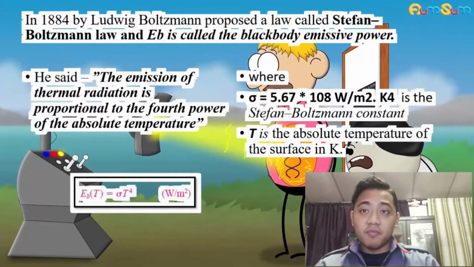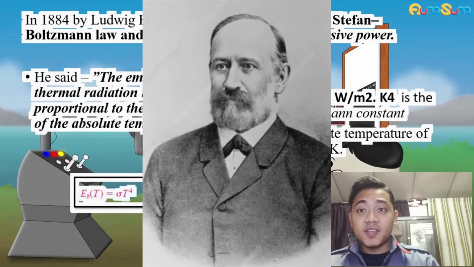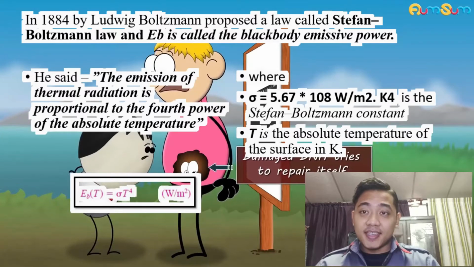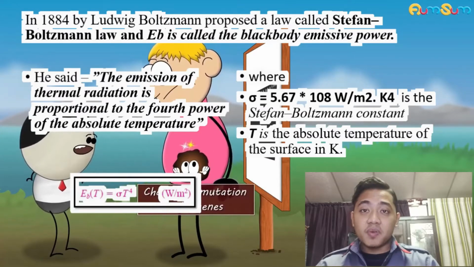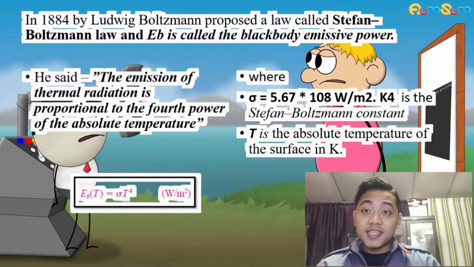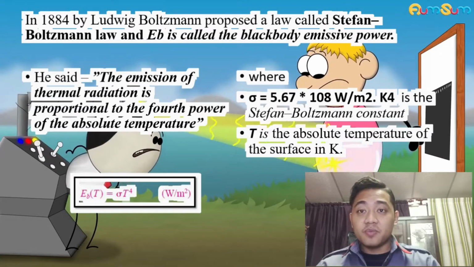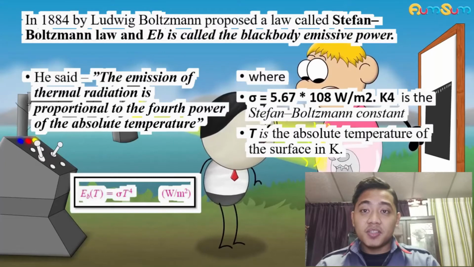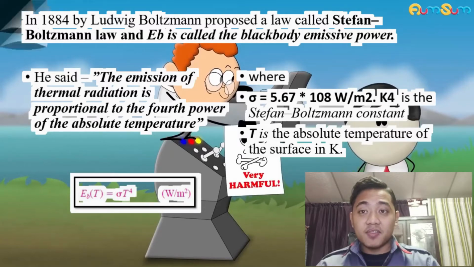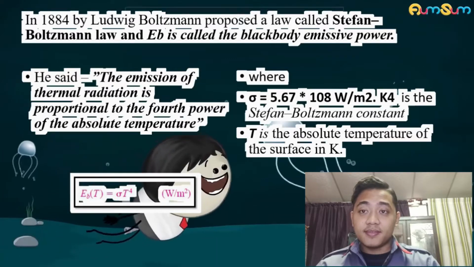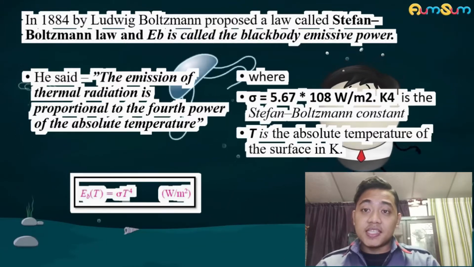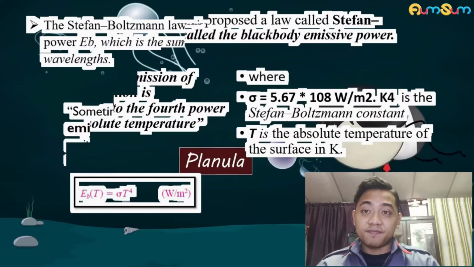In 1884, Ludwig Boltzmann proposed a law called the Stefan-Boltzmann law, and E_b is called the black body emissive power. He said the emission of thermal radiation is proportional to the fourth power of the absolute temperature. The equation is E_b(T) equal to sigma T to the power of 4, where sigma is equal to 5.67 multiplied by 10 to the power of minus 8. It is the Stefan-Boltzmann constant, where T is the absolute temperature of the surface in K.